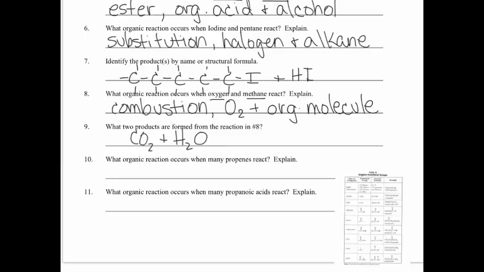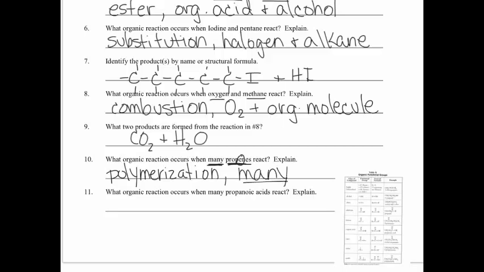Next question, what organic reaction occurs when many propenes react? You don't have to get so specific that you write down that it's an addition polymerization reaction. This is because of the double bonds. Whenever you have a double or a triple bond, it would be addition something. In this case, just addition polymerization. But you do need to say polymerization. And I recognize that that was polymerization because it said many.